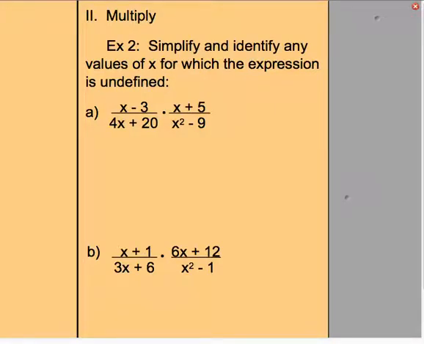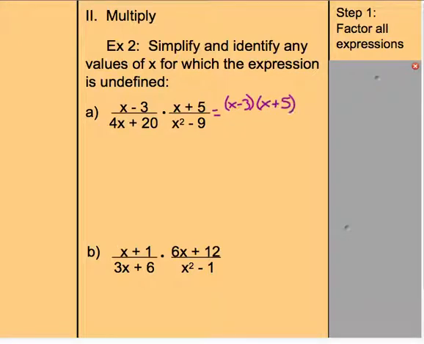The second piece that we are going to learn today is how to multiply rational expressions, which is almost exactly the same as simplifying rational expressions. The only difference is we have two fractions being multiplied instead of just one that's being simplified. So we're going to start by factoring everything. X minus 3 and x plus 5 are both completely factored.